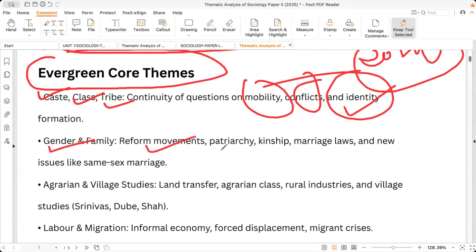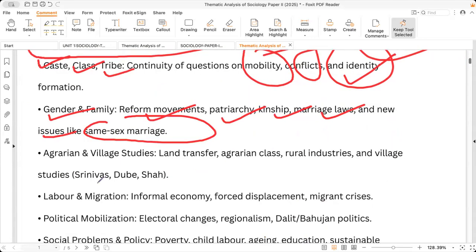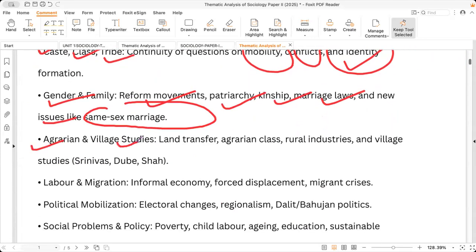Gender and family, reform movements, patriarchy, kinship, marriage laws, and new issues like same-sex marriage or cohabitation are very, very important. Agrarian and village studies. They had asked straight away questions on village studies and how the village studies changed the colonial notions of village. That was also asked. Apart from it, S.C. Dubey's study was straight away asked. Land transfer or land tenure system was asked. Agrarian class system, how it is going under transformation post globalization. Now, Malik, Kisan, Mazdoor, you must have read the classification given by Horner.